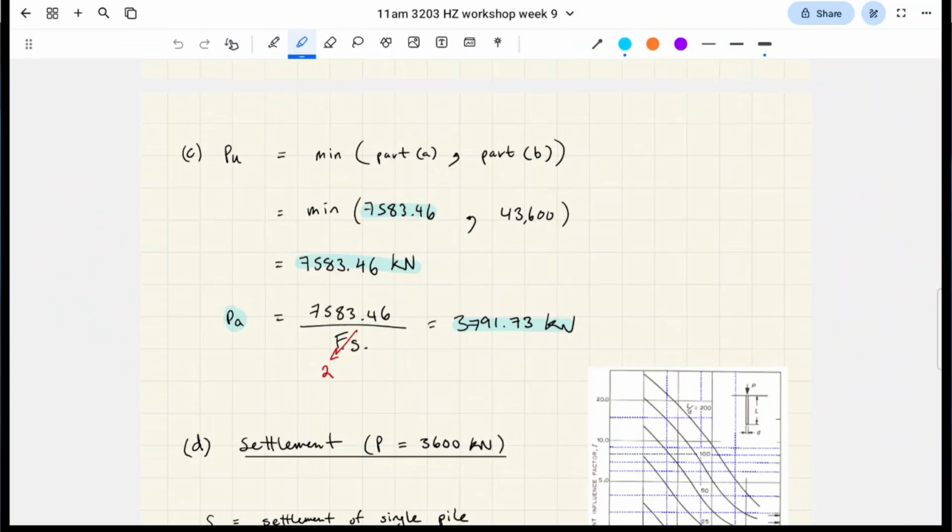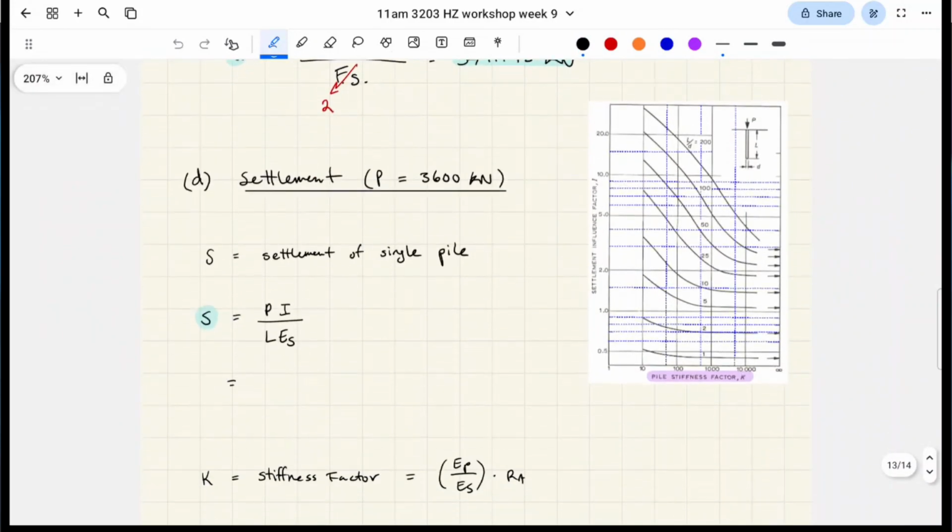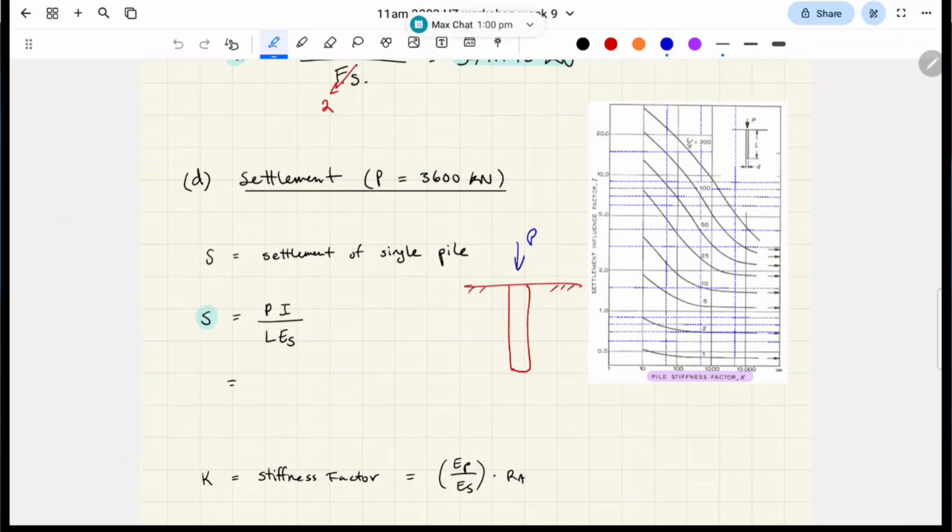Okay, lastly, we're going to do settlement, right? And specifically, we're going to do settlement for this group of piles. So the first thing you have to do is determine the settlement for an individual pile. If you remember, for an individual pile, it looks something like this. You simply have a point load, which is your P, maybe around the ballpark of 400 kilonewtons.